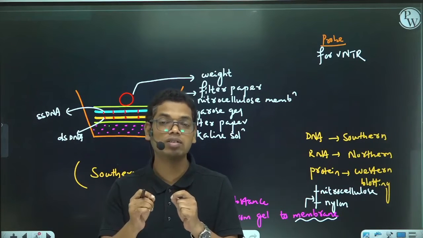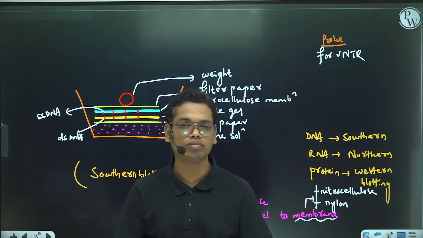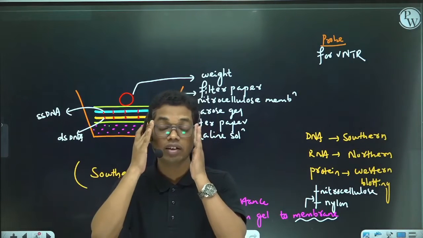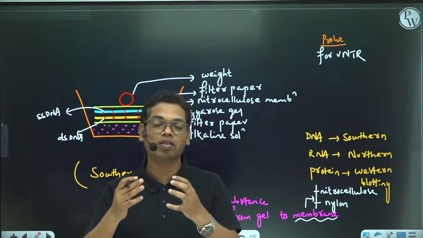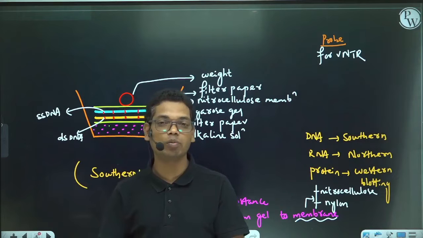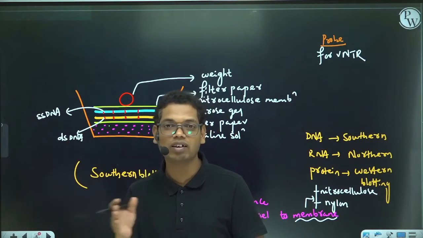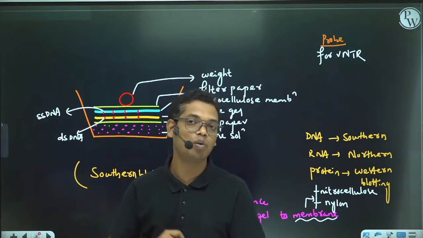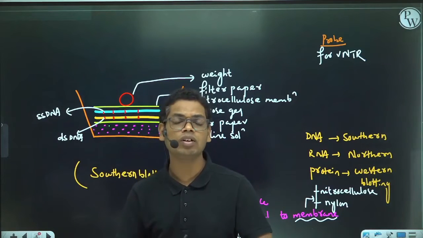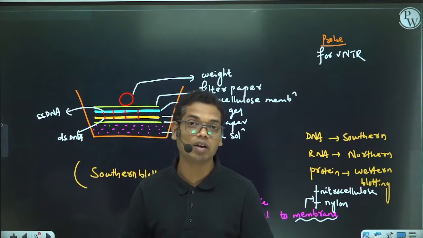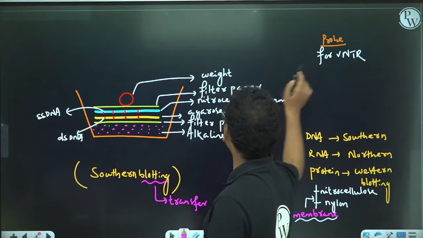The very first step is we isolate the DNA from the sample. Once we isolate the DNA, we perform restriction digestion by restriction endonuclease, so I will get a number of fragments of DNA molecules. Then I will do electrophoresis to separate the DNA fragments. Then I will perform the blotting, and once I perform blotting, I will take out the blotting membrane. Then I will hybridize the blotting membrane with the probe which is designed against the VNTR.